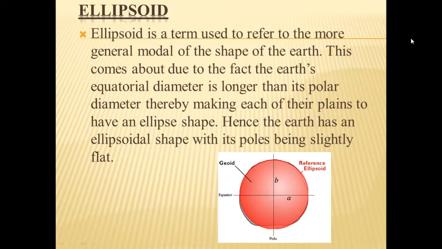What is an ellipsoid? An ellipsoid is a term used to refer to the more general model of the shape of the earth. This comes about due to the fact that the earth's equatorial diameter is longer than its polar diameter, thereby making each of their planes have an ellipse shape. Hence, the earth has an ellipsoidal shape with its poles being slightly flat.